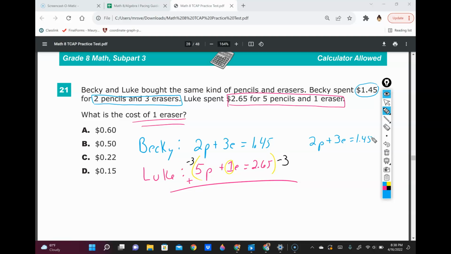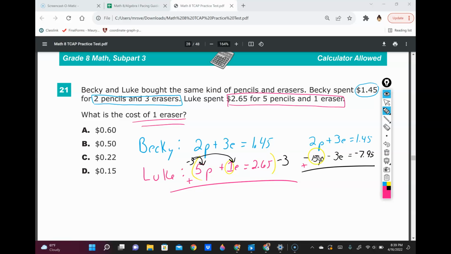And then for my second equation, I'm going to multiply by negative 3, distributing that in. So negative 3 times 5P gives me negative 15P. Negative 3 times 1E gives me that negative 3E. See how they're opposites and they're going to cancel out. $2.65 times negative 3 is going to give me negative 7.95. So I'm going to add these up, just kind of creating a big addition problem.